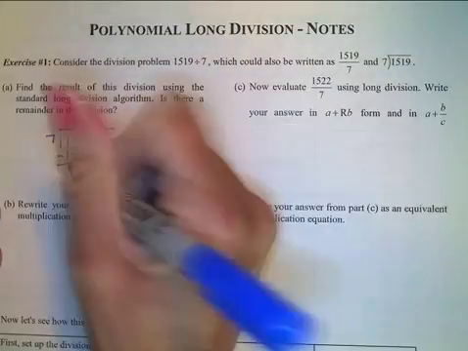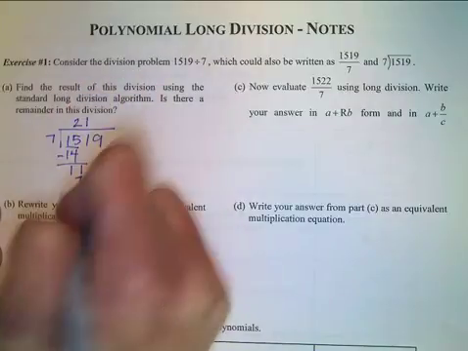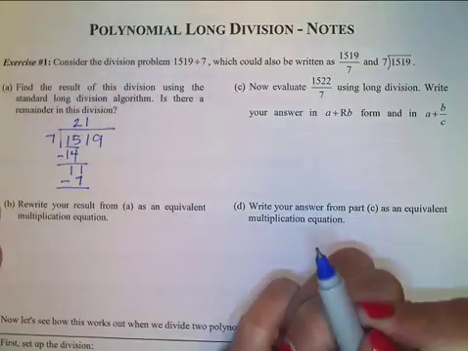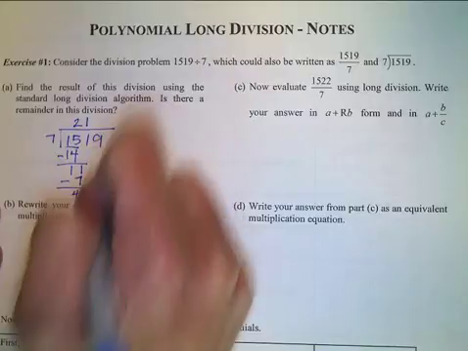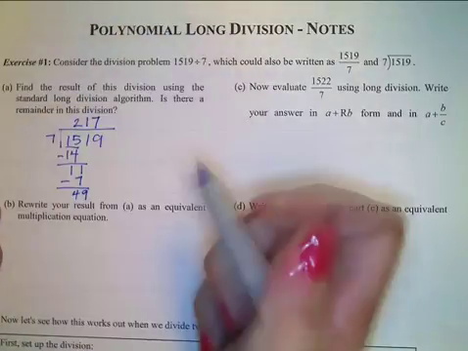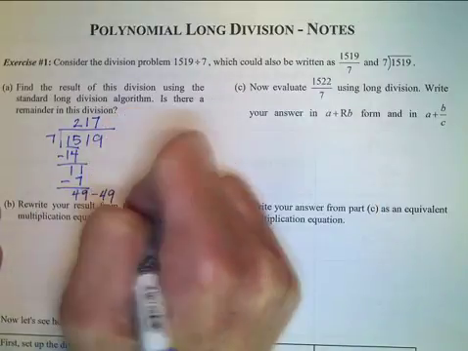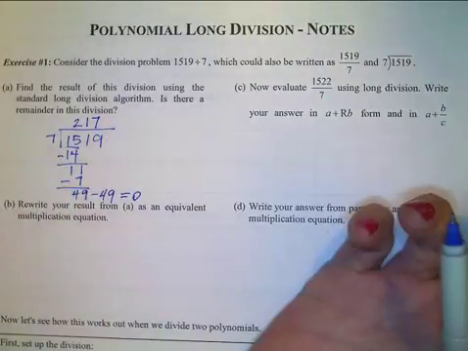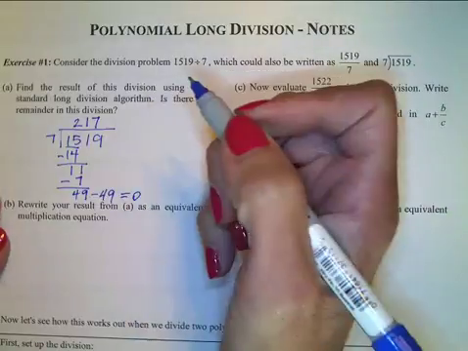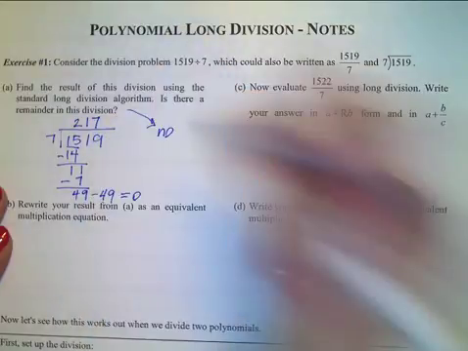Does it go in? Once. Multiply, draw your line, switch your signs. So we have 4. Bring down the 9. 7 goes into 49 evenly 7 times. Therefore, we multiply, which is 49, and it equals 0. So, is there a remainder in this division? No. No remainder.